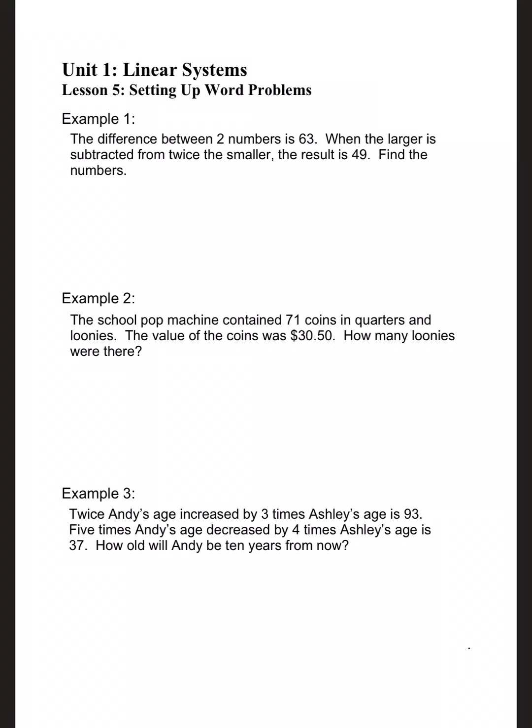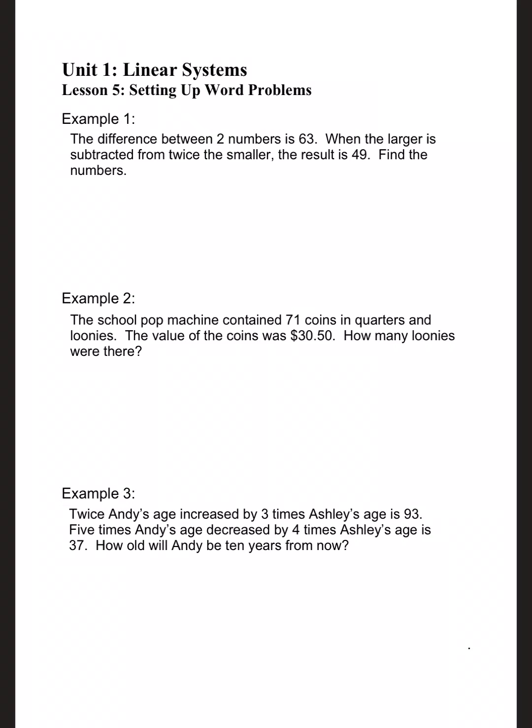The difference between two numbers is 63. When the larger is subtracted from twice the smaller, the result is 49. Find the numbers. So we'll try to break down these word problems so that we can figure out what each sentence is saying in terms of an equation. We'll always have to first identify what variables we're going to use and then communicate what those variables represent.